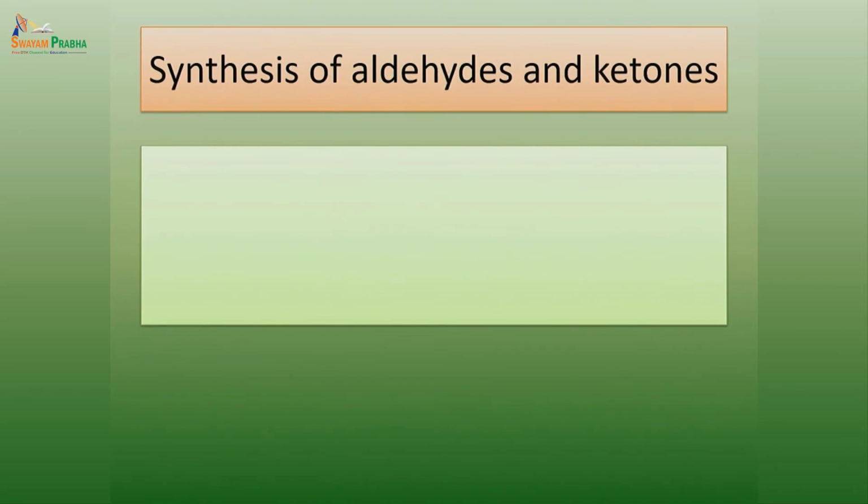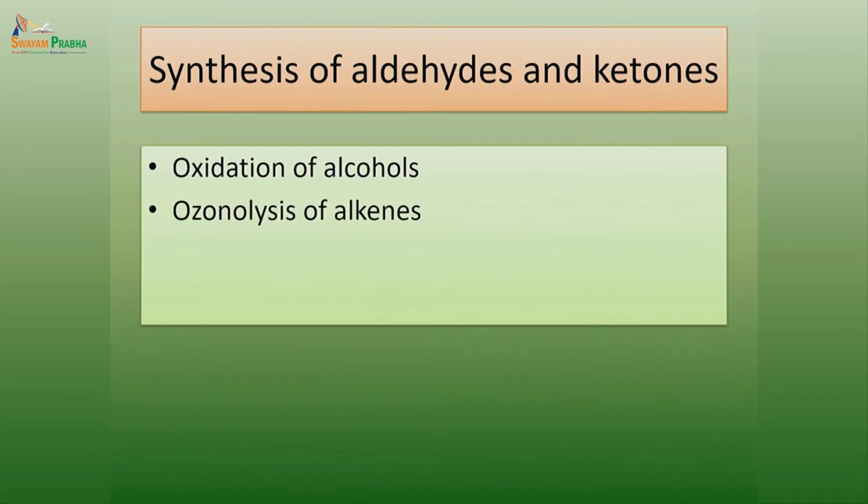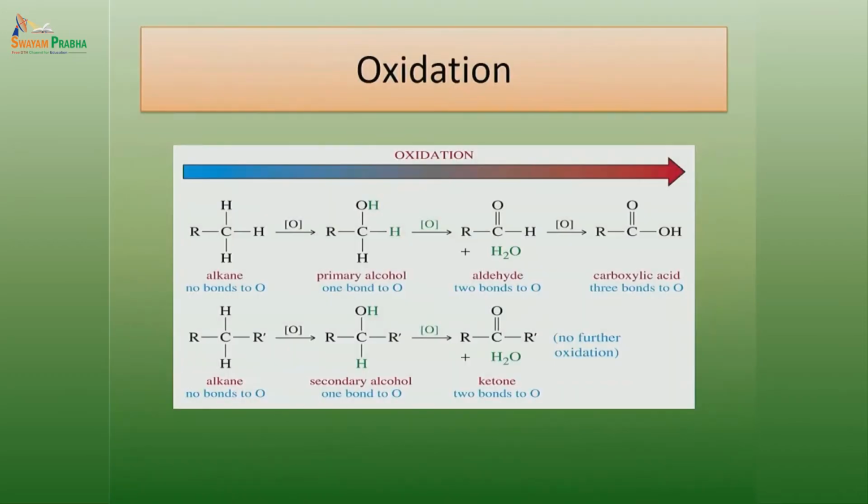Synthesis of aldehydes and ketones. There are different methods available for the synthesis of aldehydes and ketones. One is oxidation of alcohols. Another one is ozonolysis of alkenes. Oxidation: a simple alkane can be oxidized to an alcohol, which on further oxidation gives an aldehyde, which on further oxidation gives a carboxylic acid.